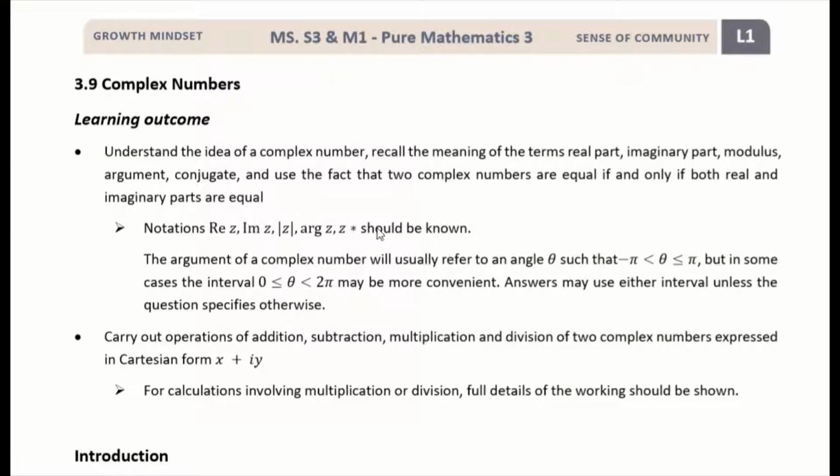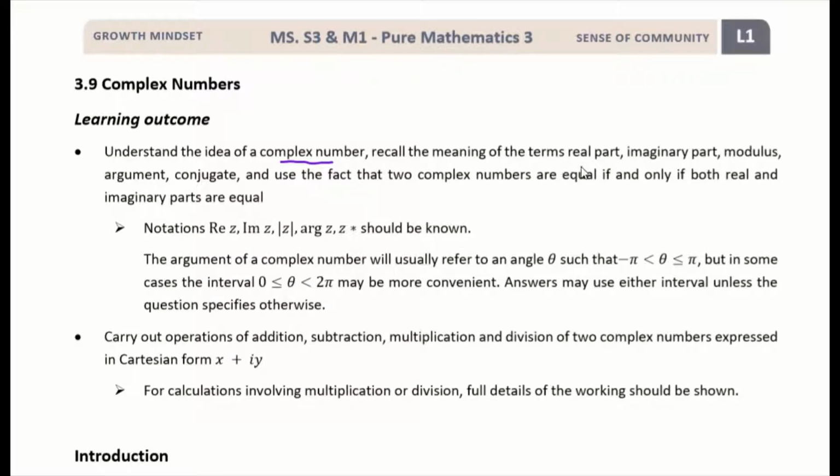So as you can see, the learning outcome of today is actually quite long. So yeah, I'm not going to read through everything here, but to let you have a very brief idea on what this lesson is about. So today is going to be an introductory lesson on what is meant by complex number. So what is a complex number?